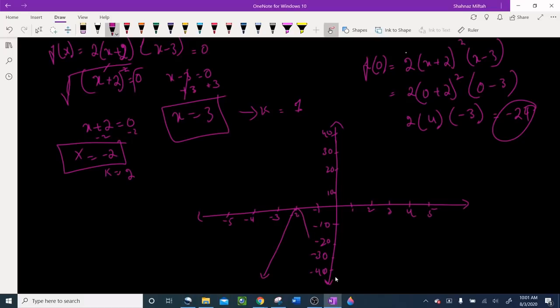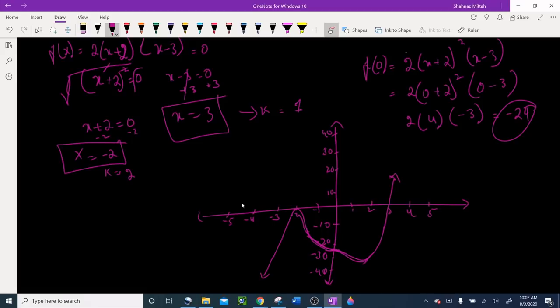Okay, and the y-intercept was -24, right? The y-intercept was -24, so probably -24 is right there somewhere. So this graph is going to go over here somewhere. At 3 it crosses, so it crosses at 3. It's not really on scale, but I'm just showing you how it works.